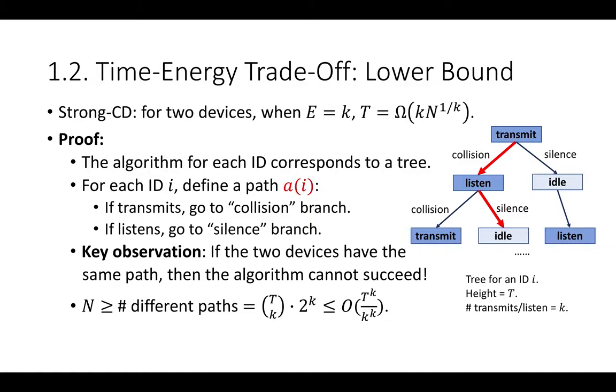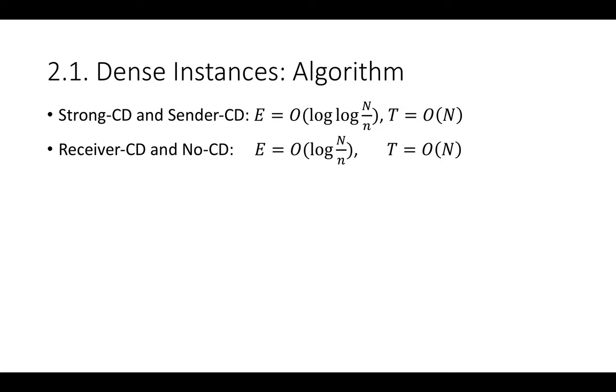And the total number of different paths is t choose k times 2 to the k, and this is bounded by t to the k's power divided by k to the k. So this equation will give us that the time complexity is at least k times n to the 1 over k. This finishes the proof of our lower bound result.